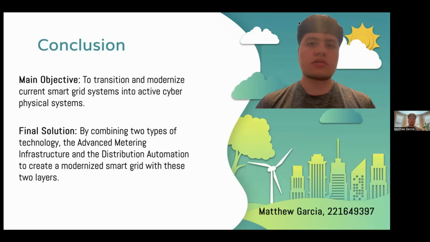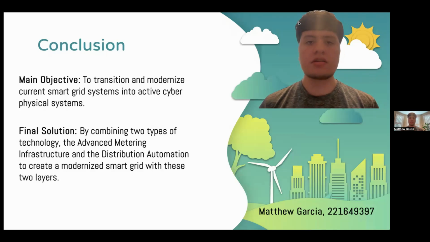By taking everything into account, our main objective is to modernize smart grid systems to support current and future renewable energy resources, to transition from current smart grid systems into active cyber physical systems. In order to do this, we use two types of technology, one being the advanced metering infrastructure, or the AMI, and the second being the distribution automation, or the DA. And we also implement energy storage to store any excess power that we may have.